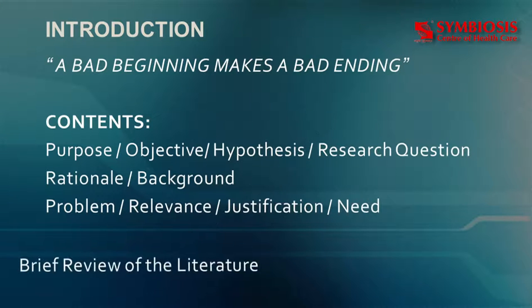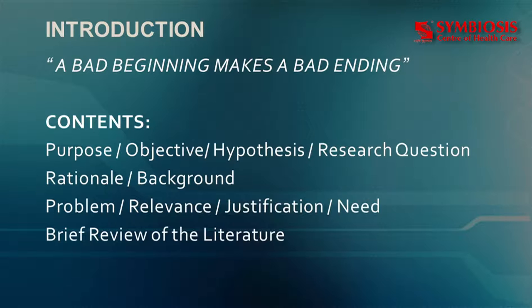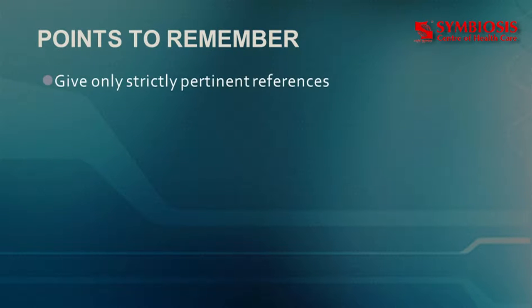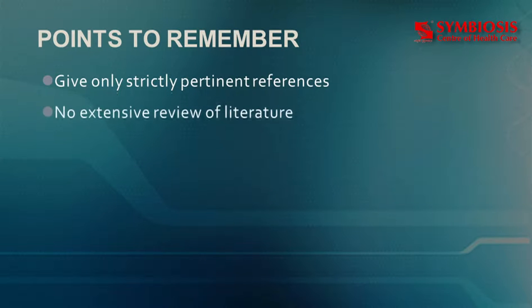It could also have a brief review of literature, but it is not recommended that you talk extensively about the literature. Wherever necessary you can mention certain sentences from the literature, and it should also talk about the expected implications. The points to remember while writing the introduction are: only give strictly pertinent references. There is no need to provide a lot of literature references here. No extensive review of literature is recommended as part of the introduction.